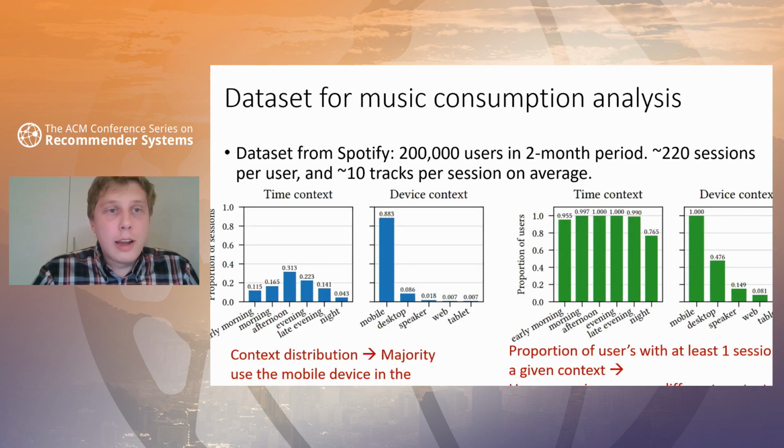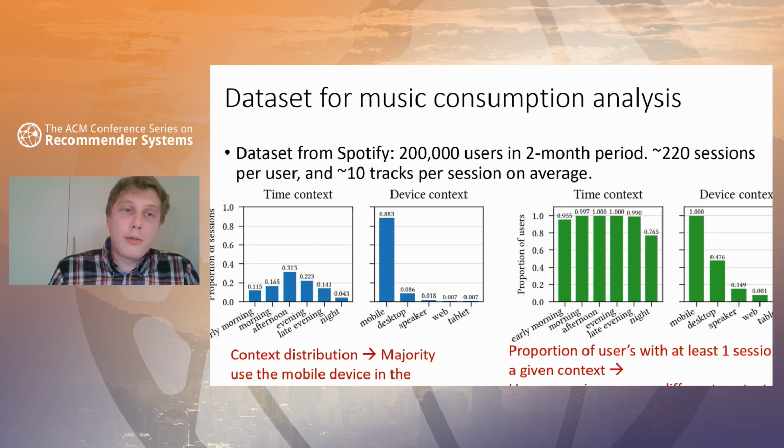So let's look at the dataset. The dataset is from Spotify. It has around 200,000 users in a 2-month period from spring last year. On average, each user has around 220 sessions with an average of 10 tracks per session. If we look to the left at the blue plot, we can see the context distribution of each session. We define the context of a session as the context of the first track within it. So if that happens early in the morning, then the whole session is labeled as that. What we see is that, at least in this dataset, most listening happens in the afternoon, as you would perhaps expect, but it's actually well distributed throughout the day.